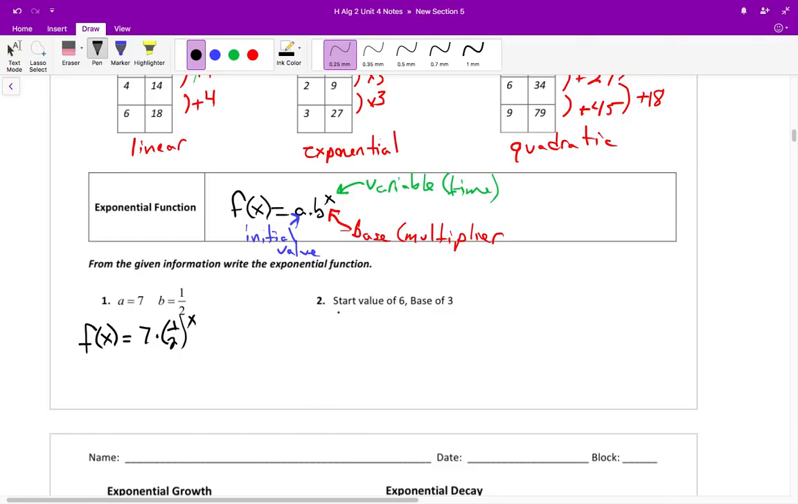Now, number two, I want you to try on your own. Keep in mind it might not just say a equals, b equals. It might say start value, where you'd have to recognize that means a. Or base, recognize that means b. And then write your exponential function from there.